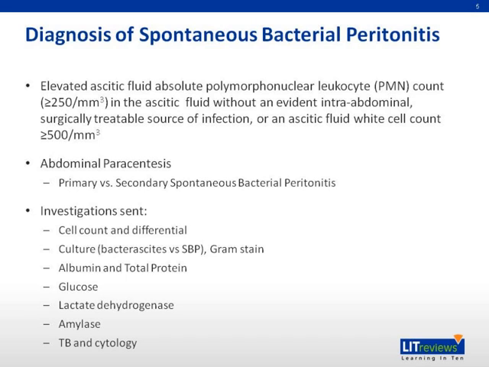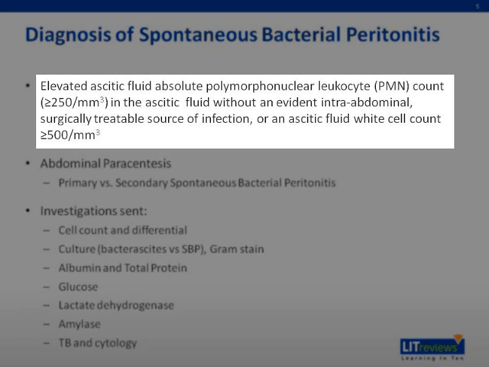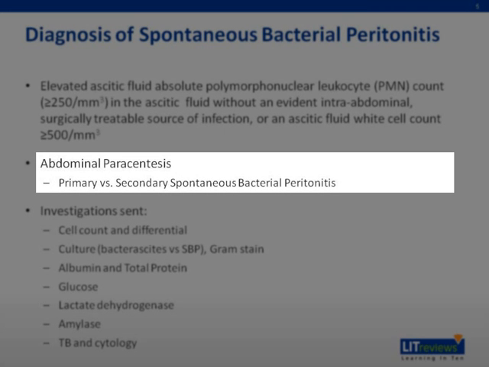The diagnosis of spontaneous bacterial peritonitis is defined as ascitic fluid polymorphonuclear leukocyte or PMN count more than or equal to 250 cells per cubic millimeter, or an ascitic fluid white count of more than 500. Abdominal paracentesis is performed to establish the diagnosis and also differentiate primary from secondary spontaneous bacterial peritonitis. Secondary SBP is an ascitic fluid infection caused by a surgically treatable intra-abdominal source due to either a free perforation of a viscus or a loculated abscess in the absence of perforation.